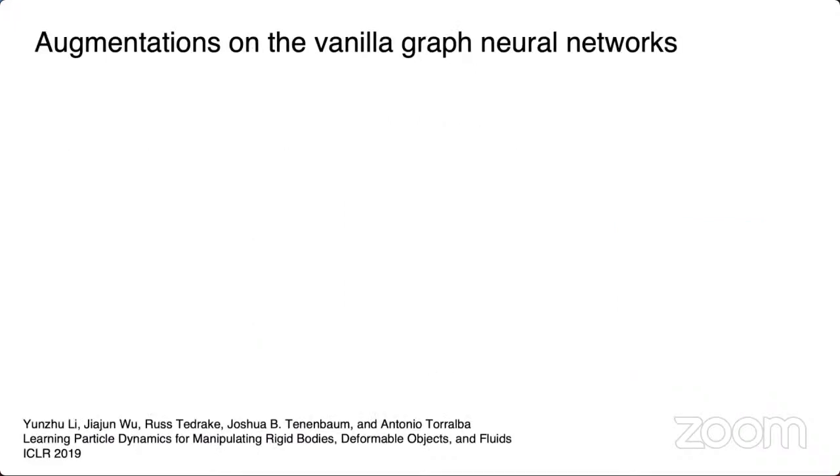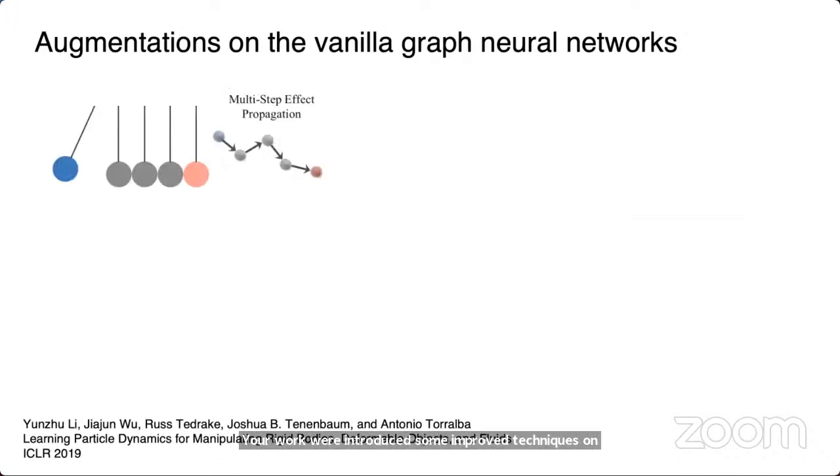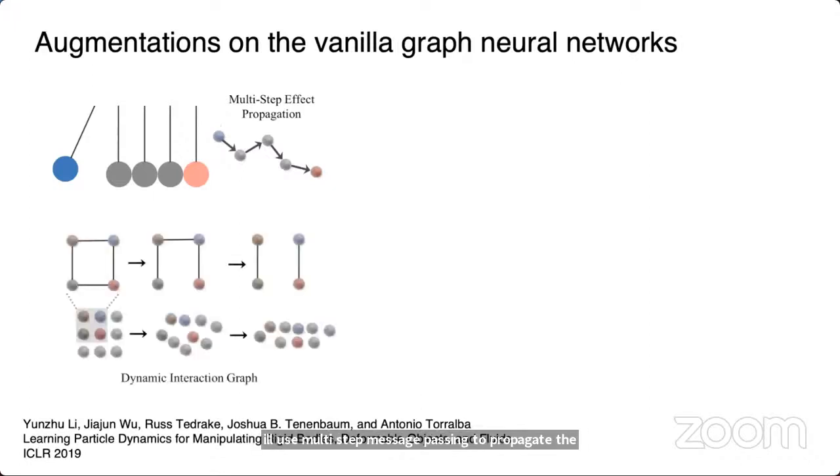In our work, we'll introduce some improved techniques on the base model to improve the modeling power. First, we use multi-step message passing to propagate the information multiple steps over the graph to capture the higher order interactions. Second, since constructing a fully connected graph over the entire particle set is inefficient and quickly becomes infeasible when the number of particles increases due to memory limits, we build dynamic graph over the particle sets, where each particle will only connect to nearby particles that are within a certain distance.